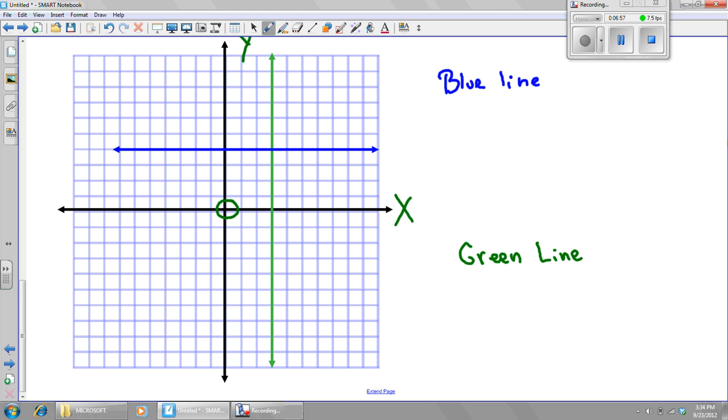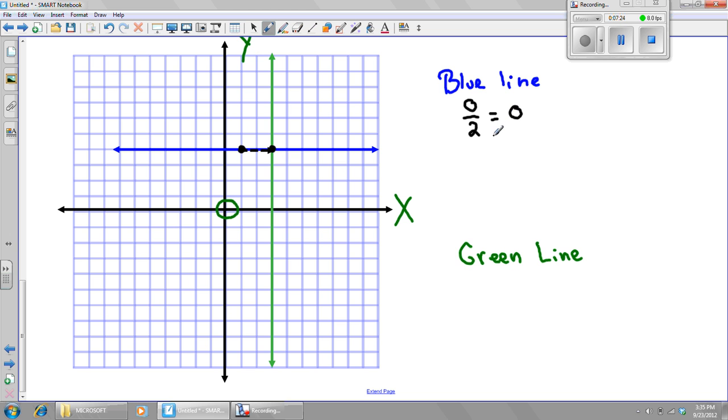I'm going to find any 2 points on the blue line. I will choose this point and this point. I'm going to count my rise, and it looks like I don't rise any. Or in other words, I rise 0. And then I run 1, 2. So I think my slope of the blue line is 0/2. Okay, or better yet, 0.